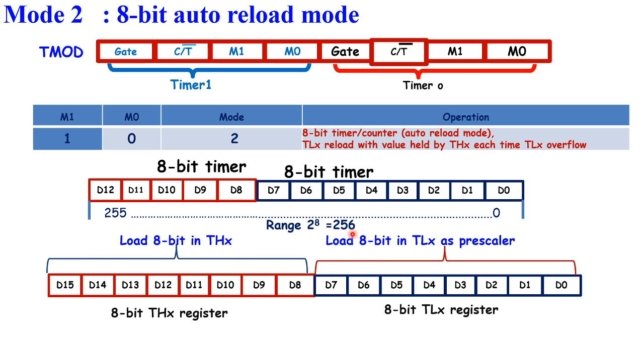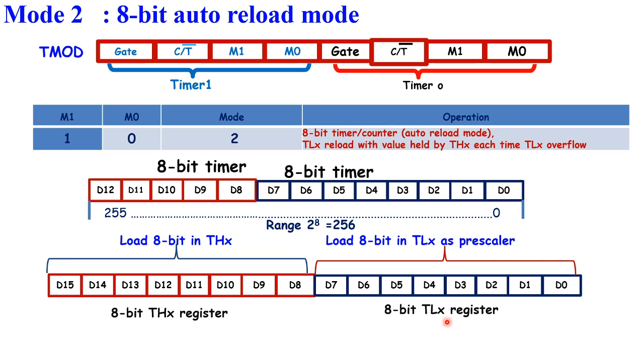Now how is this register used? It is an 8-bit register, so the range starts from 2 raised to 8, which means 256, D0 to D7. In this mode, we can use it as auto reload mode. In this mode, the 8-bit value loaded in THX is a prescaler.